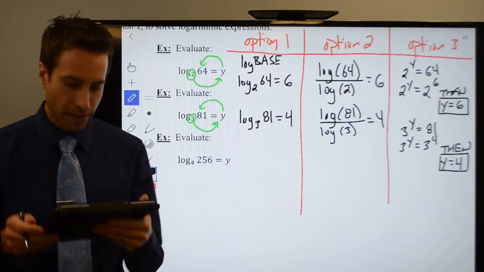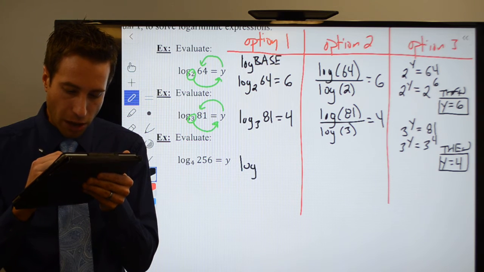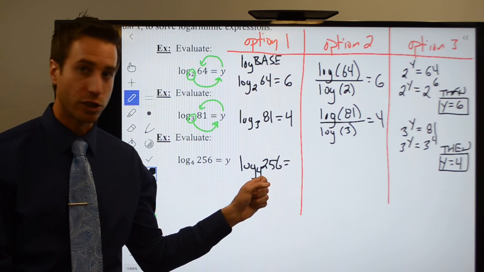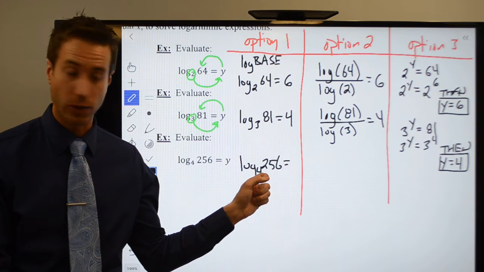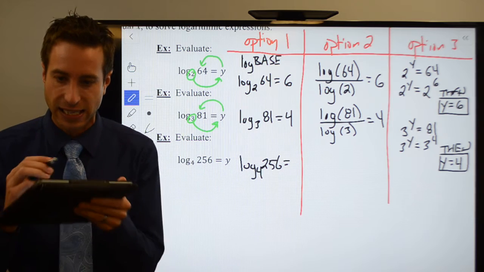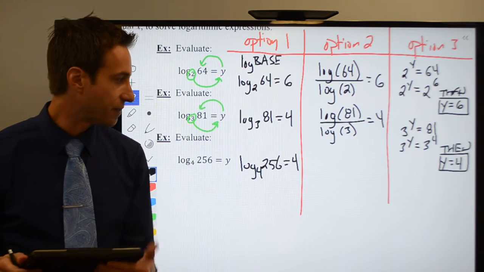I got one more for you here. Let's do it all 3 ways. Again, if you've got the log base function on your graphing calculator, fantastic. Plug it in. What you're looking to do is figure out what power do I need to raise the 4 to, right? What does the exponent on the 4 need to be in order to get 256? Of course, the answer is 4. 4 to the 4th power is 256.